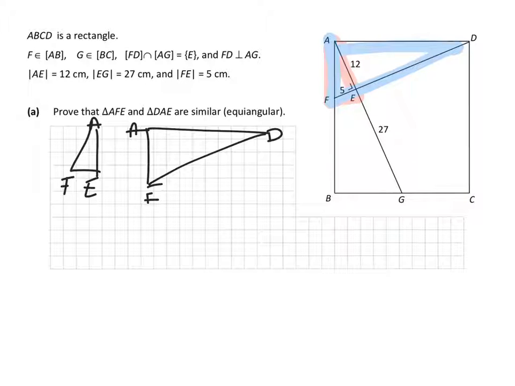Okay, so I've got my two triangles here. The first one, AFE, and the second one, AFD, and I'm going to prove that these are similar first of all. Well, I can see here that this is a perpendicular, so I'm going to mark that in, which means that if this angle here is 90 degrees, I'm looking for a similar angle that's 90 degrees in this triangle here. And I know that I've been given a rectangle, and I therefore know that angle A here is also 90 degrees. So that's my first step.